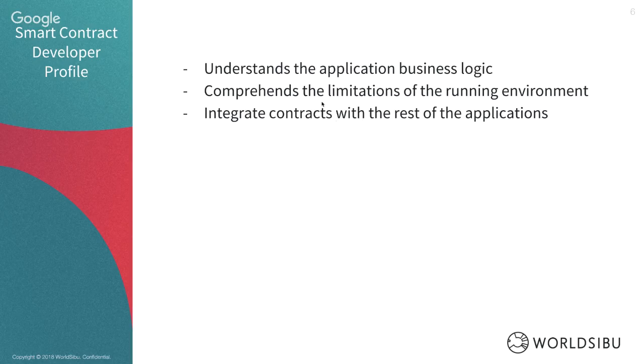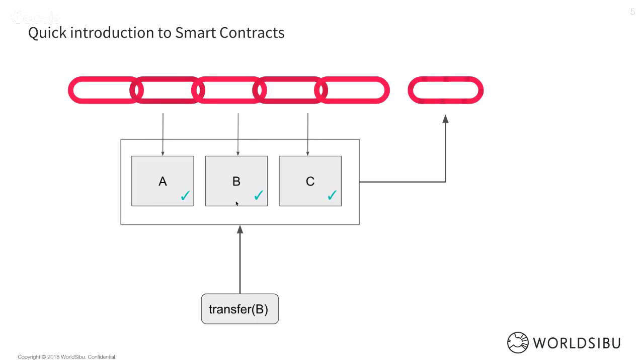They need to comprehend the limitations of the running environment. Running a smart contract in a blockchain is pretty much like running any other piece of code that you're used to running on your backend, but it has certain limitations. For example, since the transactions have to be executed on each organization's hardware infrastructure, they have to be deterministic. So the result of the invocation of the code has to be very precise, and it cannot, for example, generate random numbers.